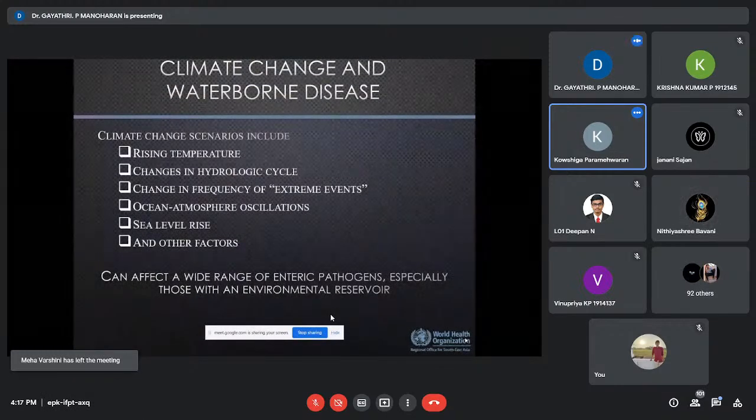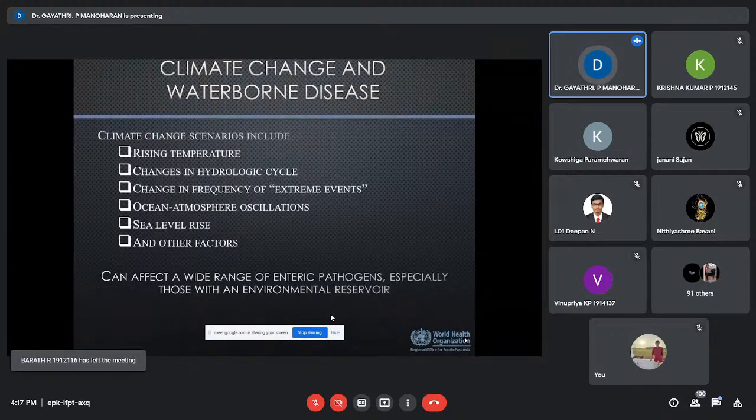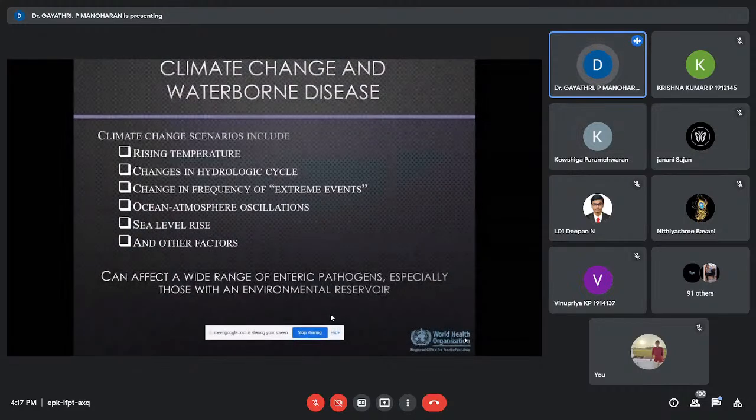Yes, ma'am. Now we are on the fourth slide. Is there any impact of climate change on waterborne diseases? Yes, there are so many impacts, like rising temperature, changes in the hydrological cycle, changes in the frequency of extreme events, ocean-atmosphere oscillations like hurricanes, sea level rise, and other factors also.